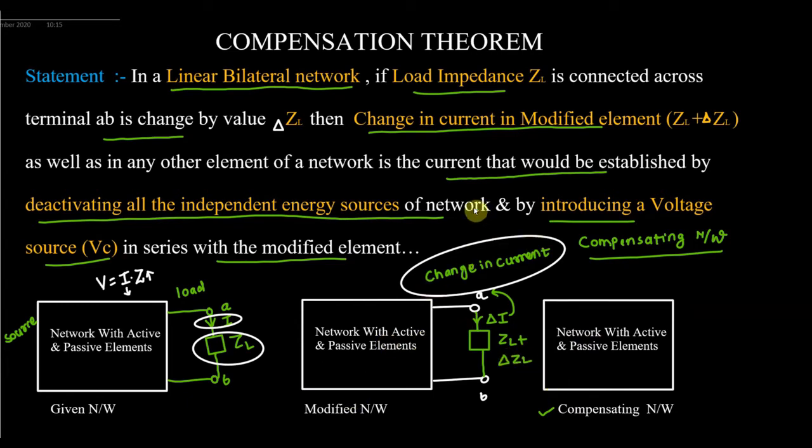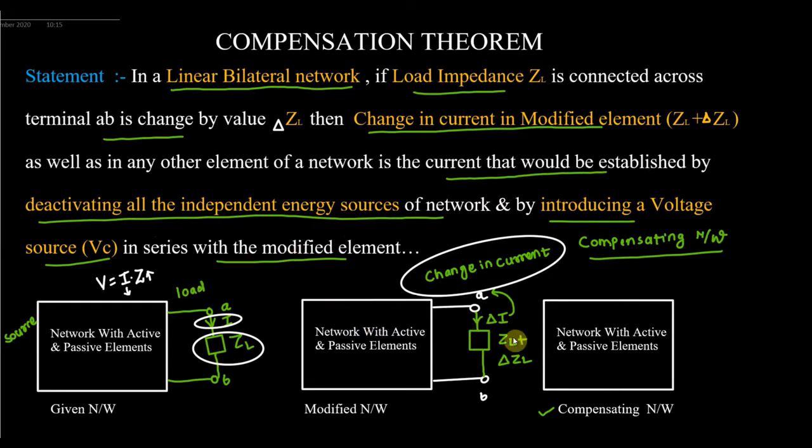So how is that converted? They have given that you deactivate all the independent energy sources of the network. If it is a voltage source, replace it by a short circuit. If it is a current source, replace it by an open circuit, and introduce a new voltage source in series with the modified element.